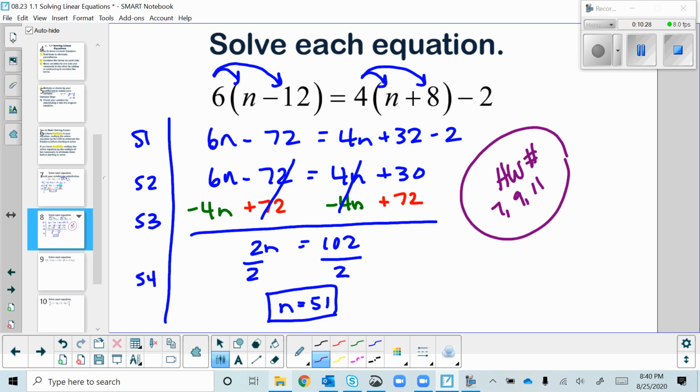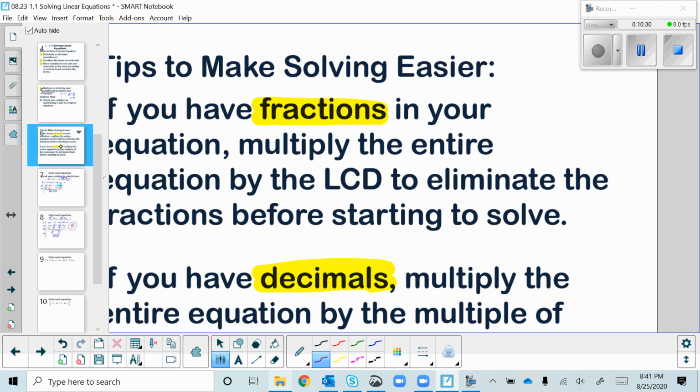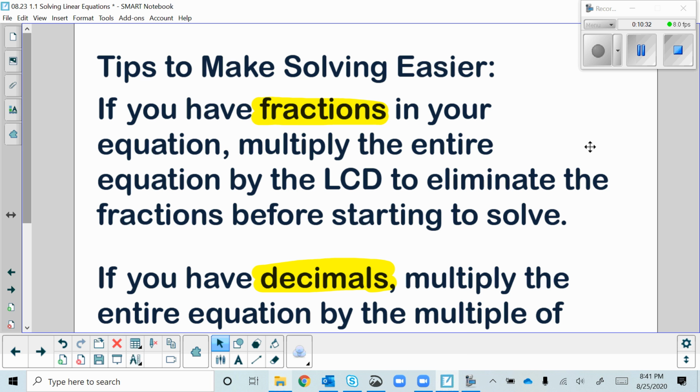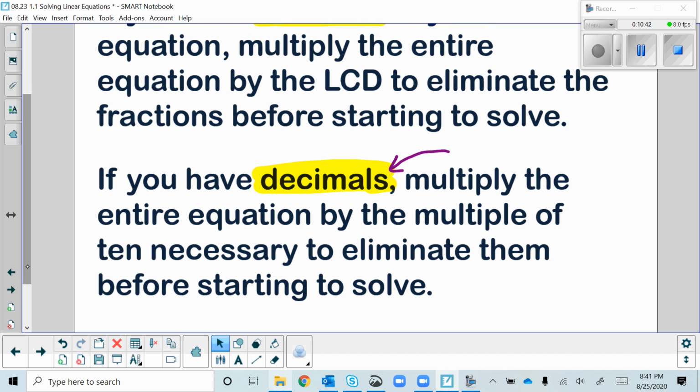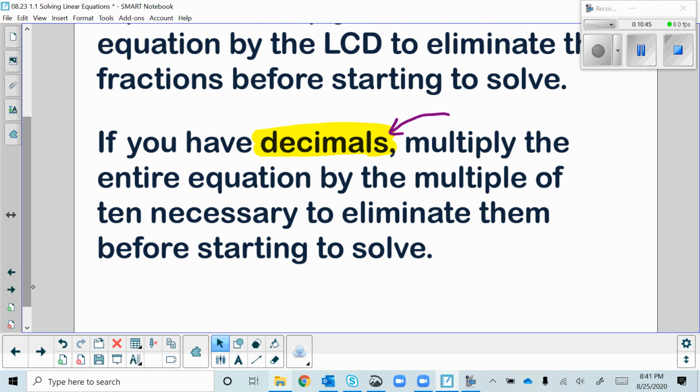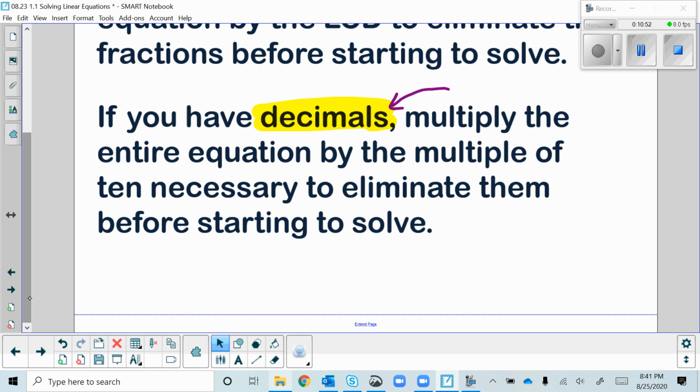Going back to the earlier slide here, let's go next to the decimal kind of problems. That's what we're going to be doing now. And right here it says if you have decimals, multiply the entire equation by the multiple of 10 necessary to eliminate them before starting to solve, right? So chances are good you stopped listening to me talk right around the time I got to here. You were just like, I don't know what she's talking about.